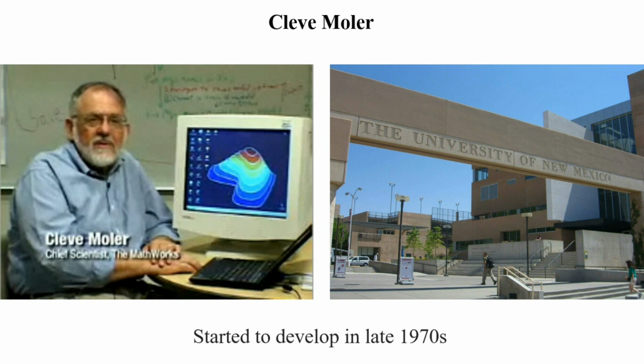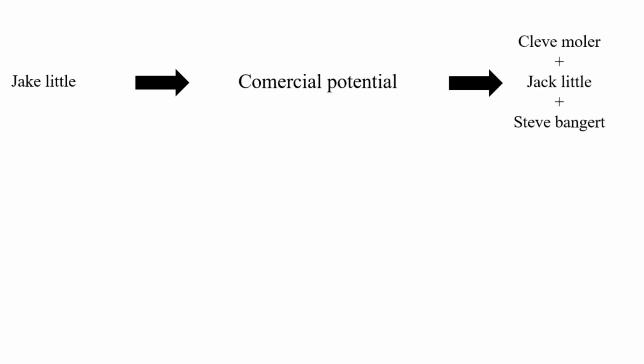Starting from the University of New Mexico, it soon spread to other universities and gained strong potential among the applied mathematics community. An engineer named Jack Little was exposed to MATLAB during a visit of Cleve Moler to Stanford University in 1983. And seeing the commercial potential, he joined Moler and Steve Bangert. They founded MathWorks in 1984 to continue its development. They rewrote MATLAB in C.